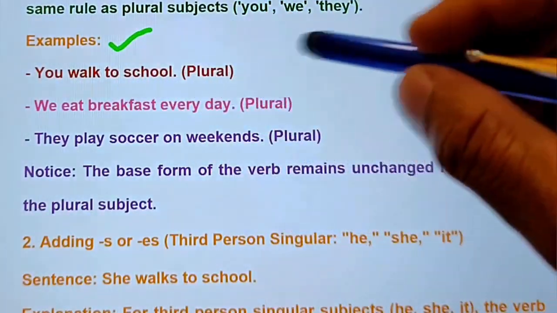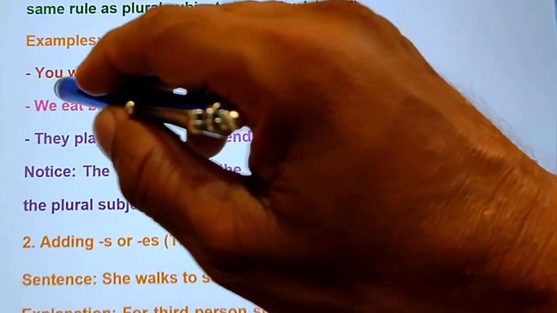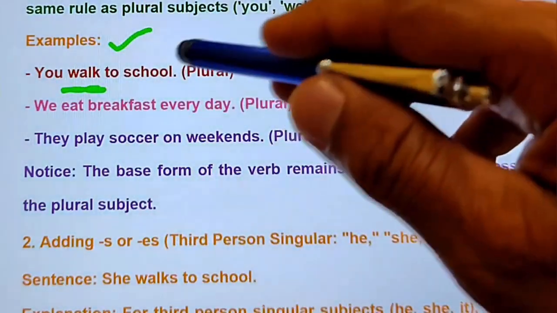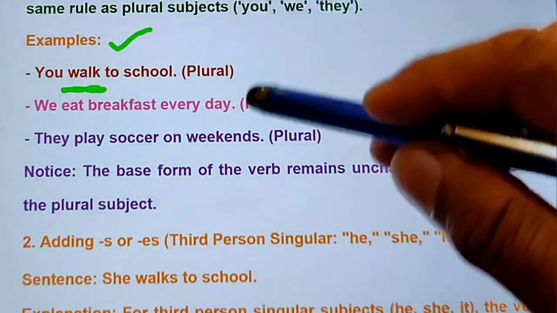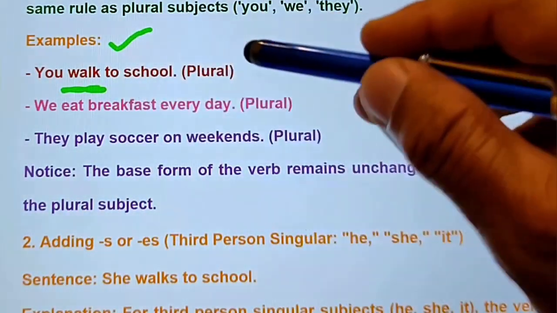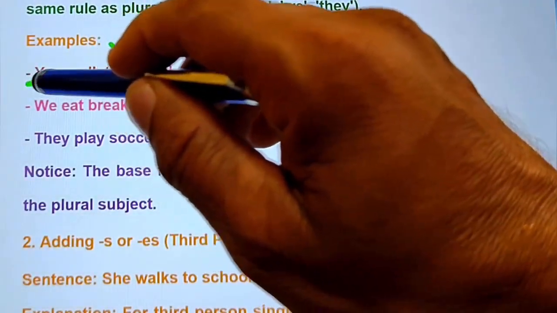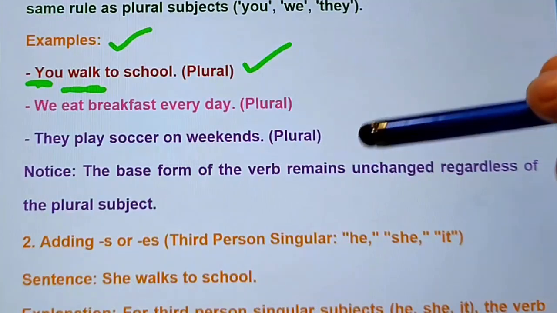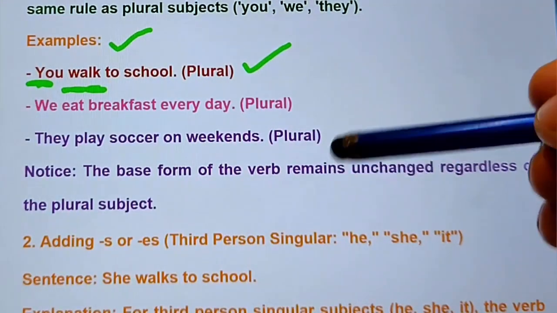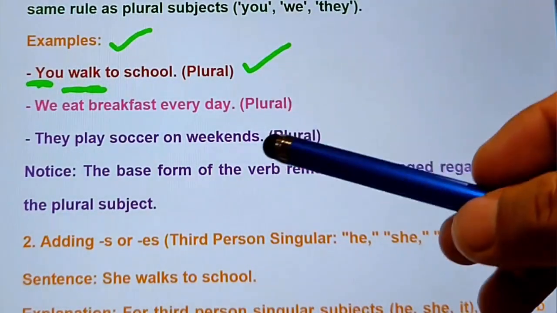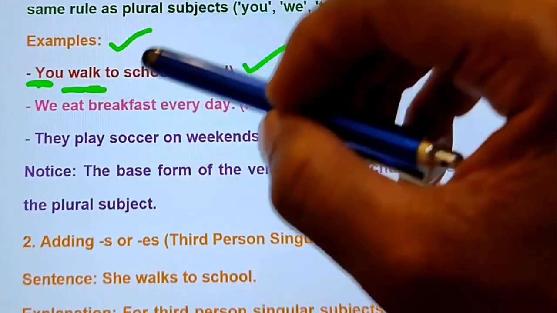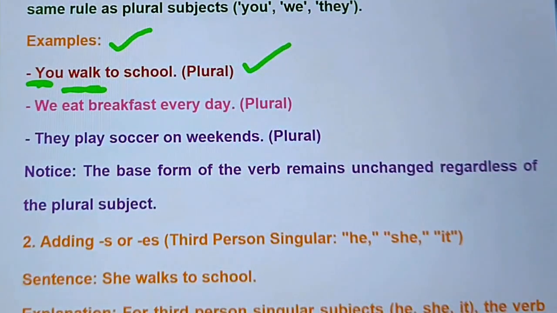You walk to school. So here is "walk." Walk is in the base form, no change in the base form, and this is a plural subject. "You" is a plural subject: I, you, we, they are plural subjects. With them we use the base form as it is. So nothing changed in this sentence.